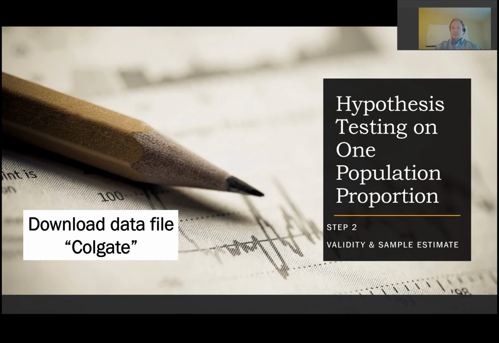The other thing you do in a court of law is you make sure that the evidence is admissible. And we're going to make sure that our data is valid. We're going to talk about exactly what that means. Now, we're going to look at specifically the data from the Colgate ad mentioned in the earlier videos. So if you haven't already, please download that data file called Colgate. You can pause the video right now and do that.